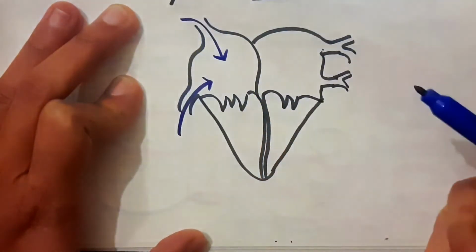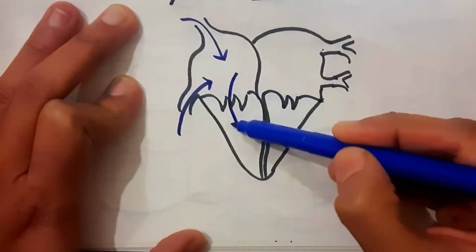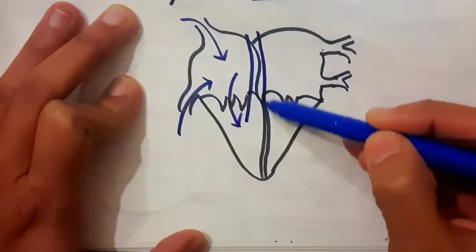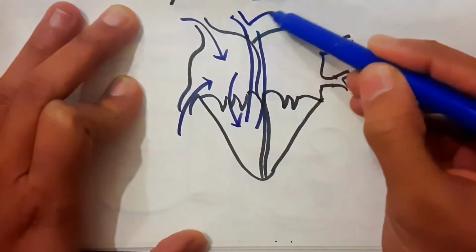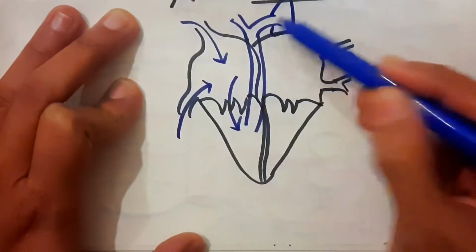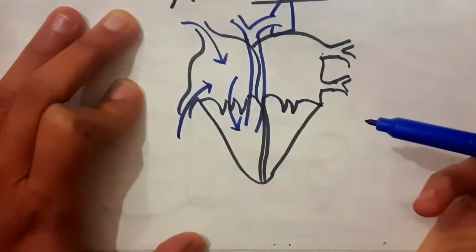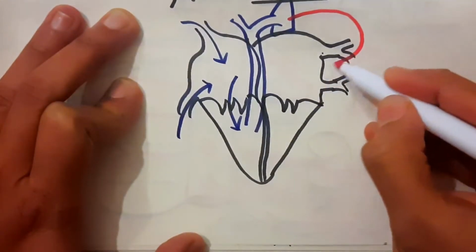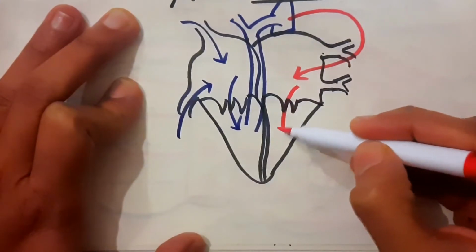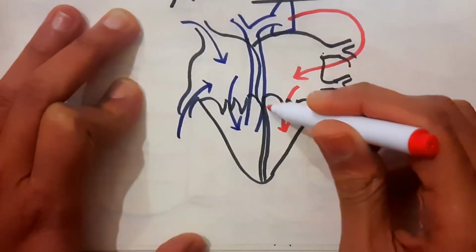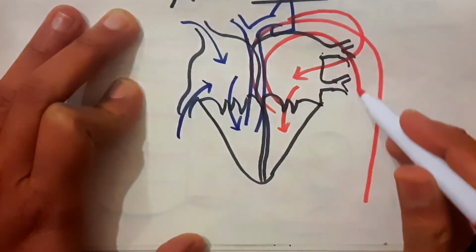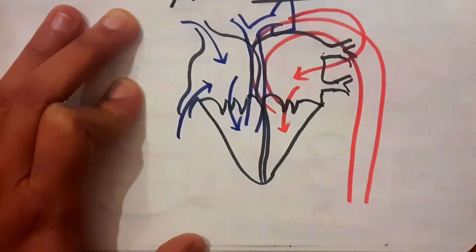Deoxygenated blood carried by inferior and superior vena cava, and from the right atrium to the right ventricle, this deoxygenated blood is carried by the pulmonary trunk to the lungs for purification. And from the lungs, the pulmonary veins take the oxygenated blood to the left atrium, and through bicuspid valve it reaches left ventricle. And here comes our ascending arch and the descending aorta.